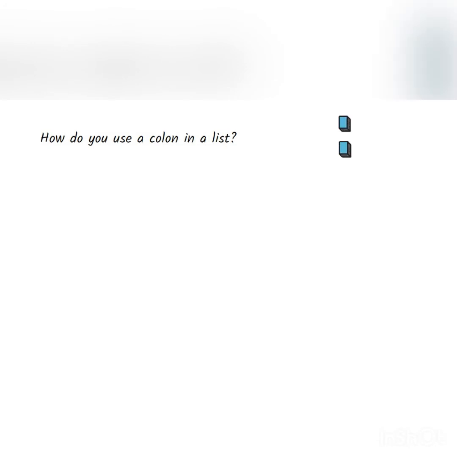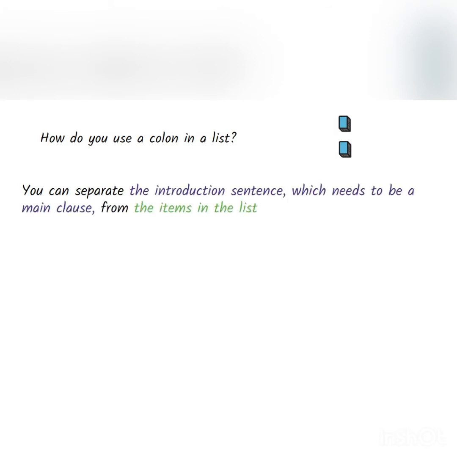This is a colon, it's two dots on top of each other. You can separate the introduction sentence, which needs to be a main clause, from the items in the list using a colon. Look at these examples.